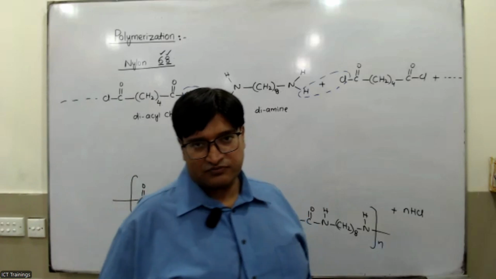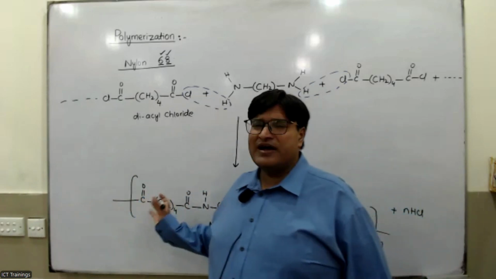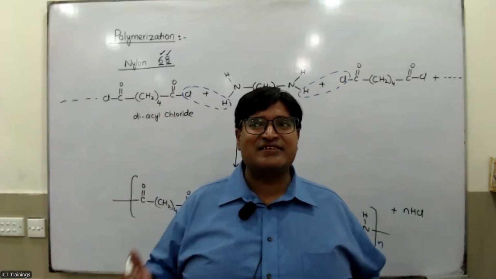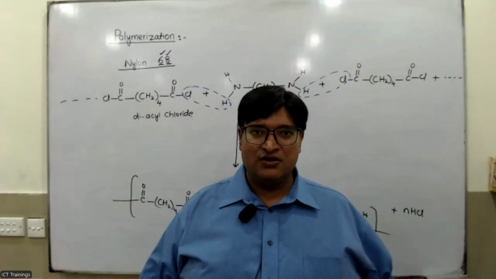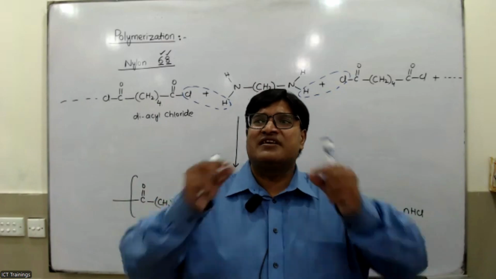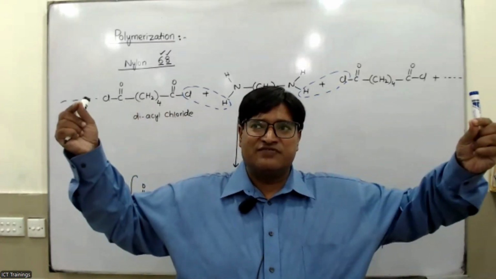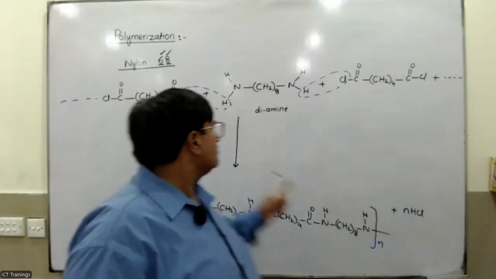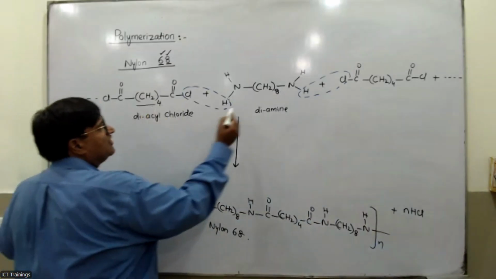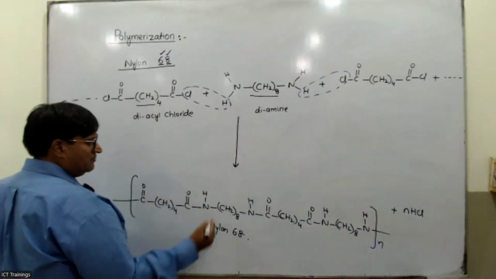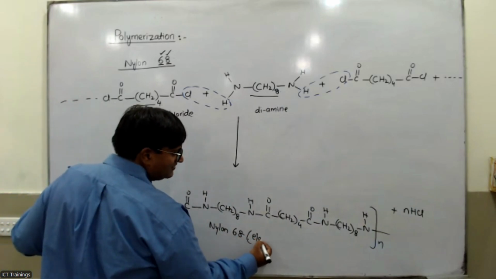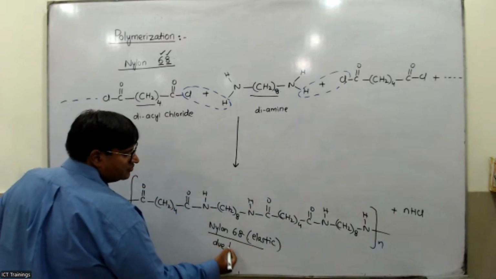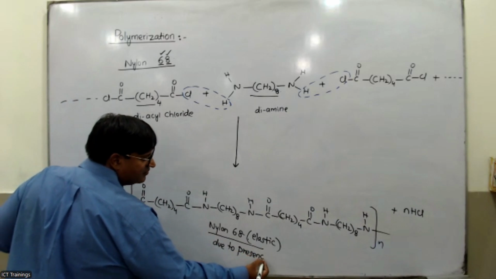Now one more thing. Remember, my dear students, that the carbon chain in a polymer is what makes a polymer elastic. I think all of you have seen a rubber band. If you push it, it will expand, and if you leave it, it will come back to its original position. So this carbon chain makes a polymer elastic. So nylon 68 is elastic. Why? Due to the presence of carbon chain.